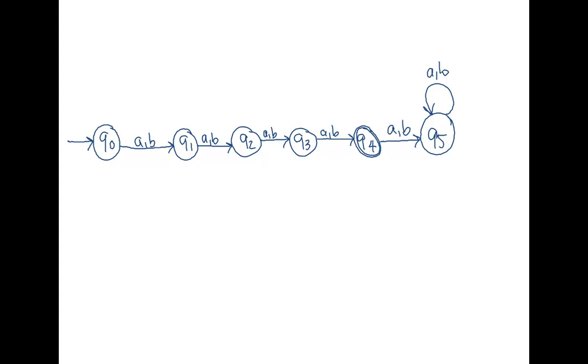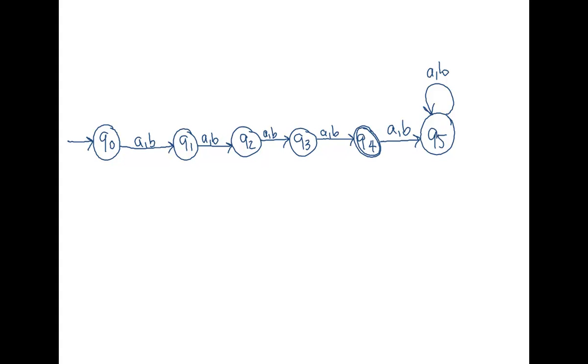Okay, in this case, Q5 is a trap state. I can never get out of Q5, or it's a dead state. So this means if I read 10 symbols, I'm going to end up in Q5. If I read 50 symbols, I'm going to end up in Q5. Since none of these have length 4, and I will never get to length 4 again once I've passed length 4, I want to stay in Q5 and just keep looping until I get to the end of the string.